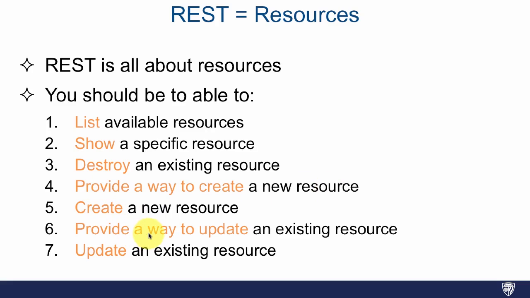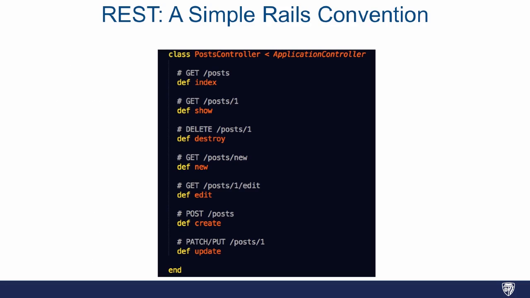Provide a way to update an existing resource, maybe through the same HTML form that now has existing information about the resource, and update that information by having another action called update. And that is how Rails is able to scaffold a controller, so in our case posts, that has those 7 actions: index, show, destroy, new, edit, create, and update.